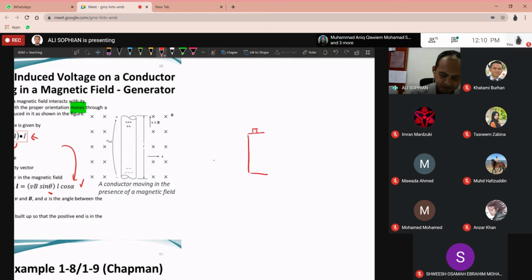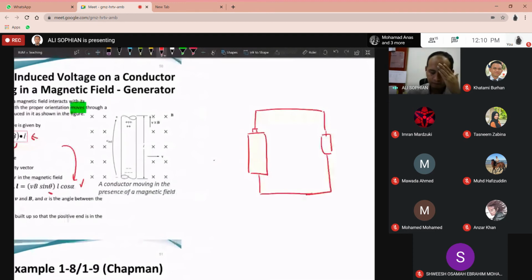And then you somehow connect a piece of wire with some resistor, right? The polarity of the battery, this will be positive, this is negative. Okay, the current, can you tell me the direction of the current? Is it clockwise or anti-clockwise?